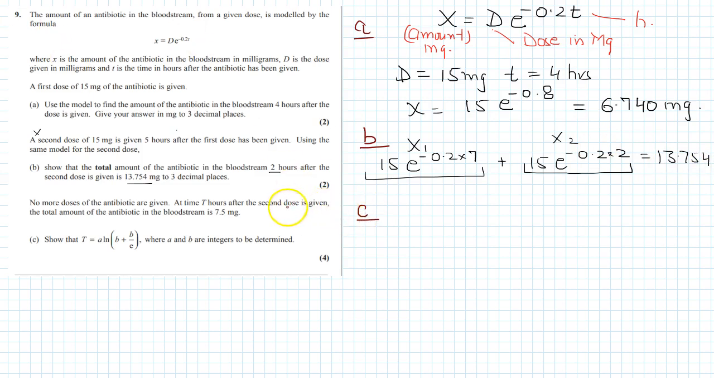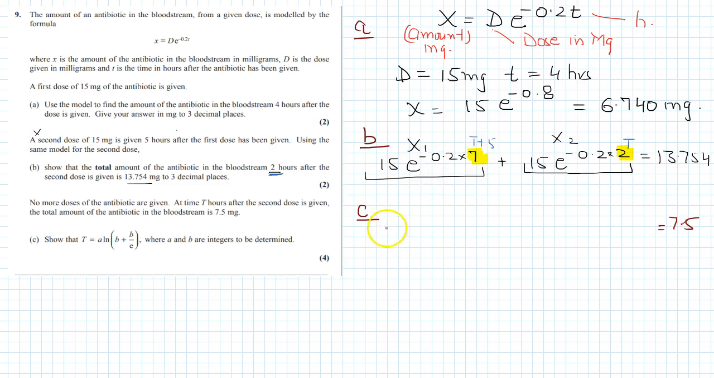Part C. No more doses of antibiotics are given at a time t hours after the second dose is given. The total amount of antibiotic in the bloodstream is 7.5 mg. Now it is saying that after t hours. Here it's saying this is after 7 hours, this is after 2 hours. But now it's saying after t hours, this thing is 7.5. So we were checking after 2 hours and there we are checking after t hours. So let it be t. So this will be t plus 5.